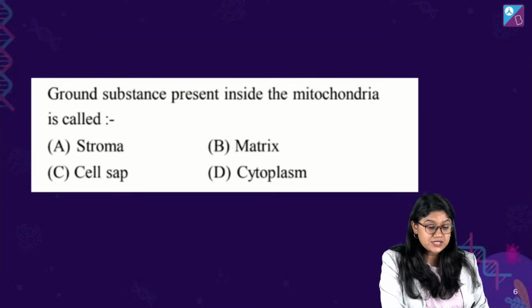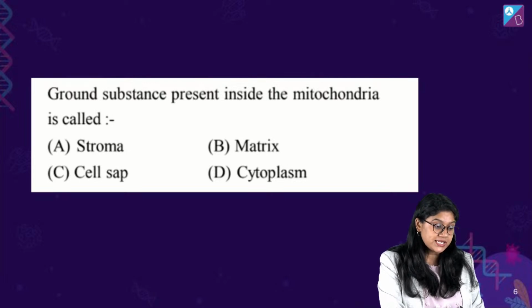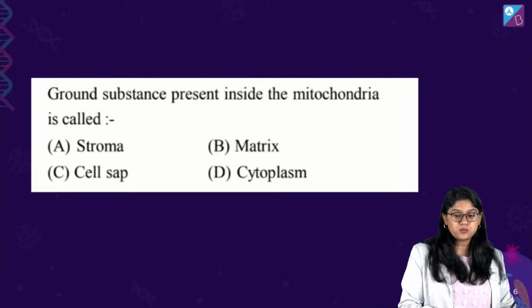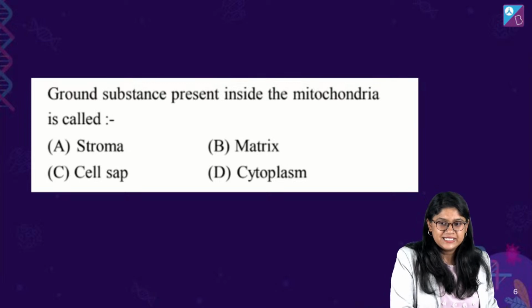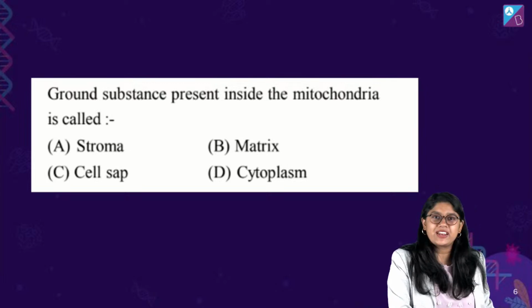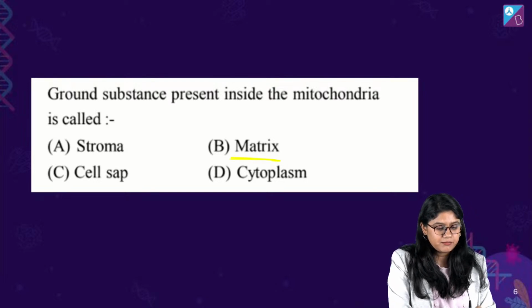Ground substance present inside the mitochondria is called as what? What we call it as? Stroma, matrix, cell sap, or cytoplasm. See, this seems like a very easy, very good. It is called as matrix.